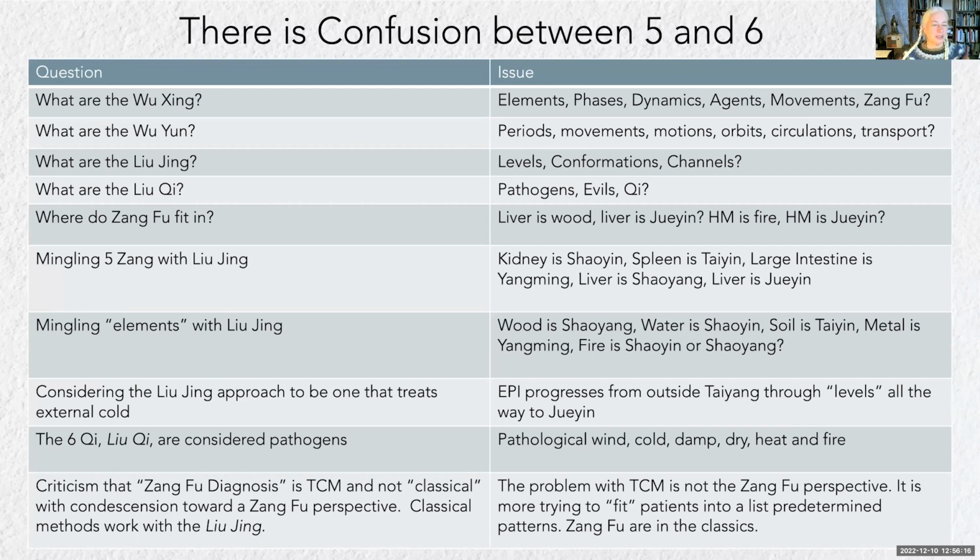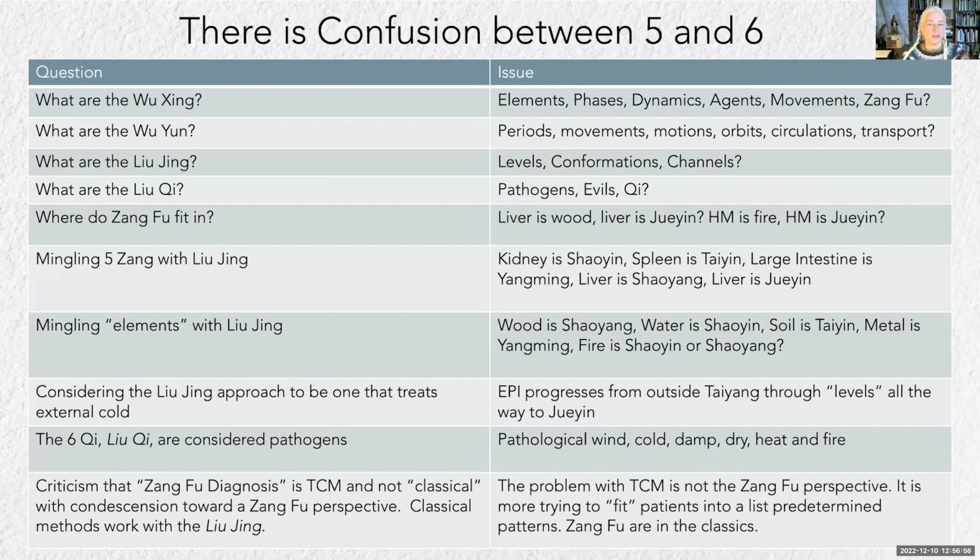So we have liver is wood, but we also have liver is Jueyin. And the heart master is fire, but the heart master is also Jueyin. The fire has heart master with Sanjiao. And just a note to say that I'm translating it as heart master because it's also called the Xinzhu in the Neijing. And I think pericardium isn't quite accurate to how it's conceived of in classical Chinese medicine. So we'll just call it the heart master.